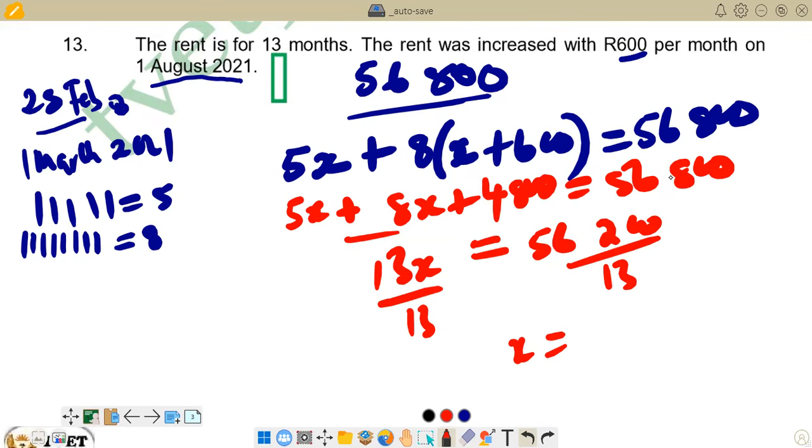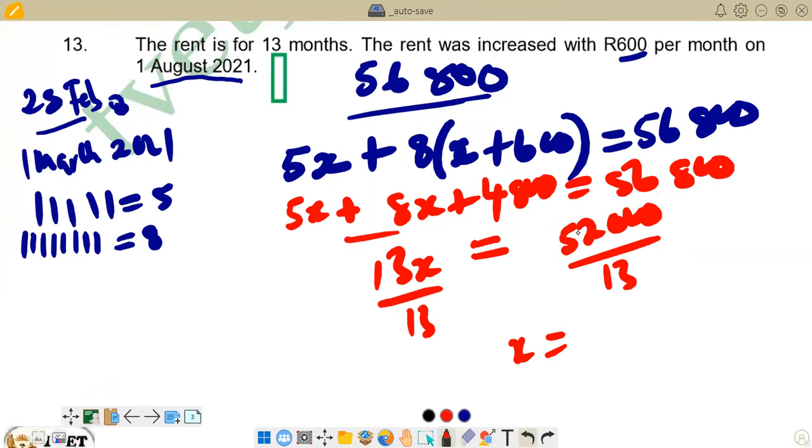Then this 4,800 is going to subtract this side now. So it means the figure that we have here also becomes wrong. So you're supposed to remove this figure here. So we say 56,800 minus 4,800. Then we get 52,000 here.